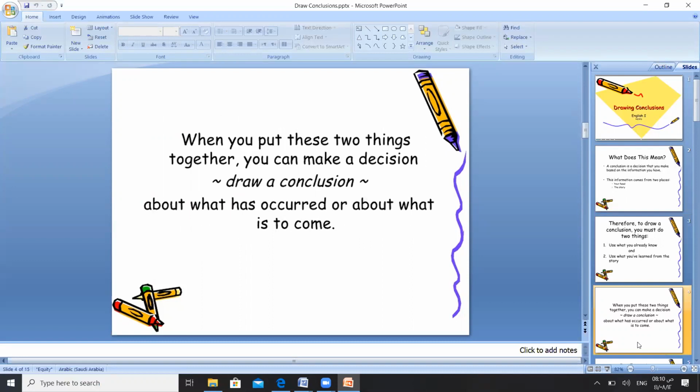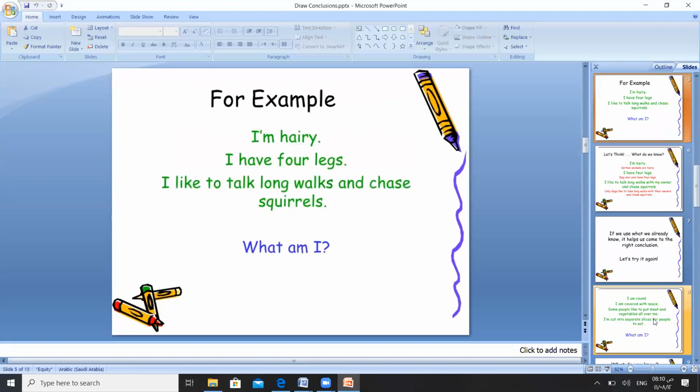When you put these two things together, you can make a decision. You can draw a conclusion when you use what you already know and what you already read. This is what you are making now, a conclusion about what occurred or about what is to come. Let's have an example.